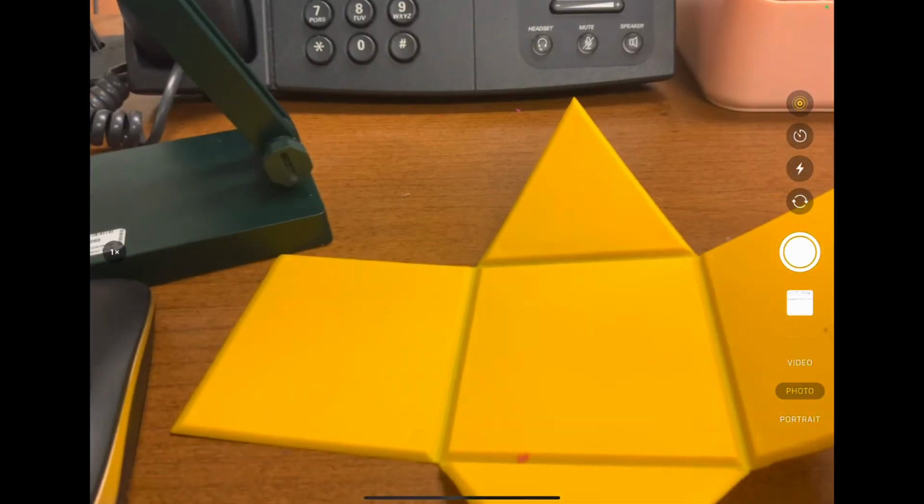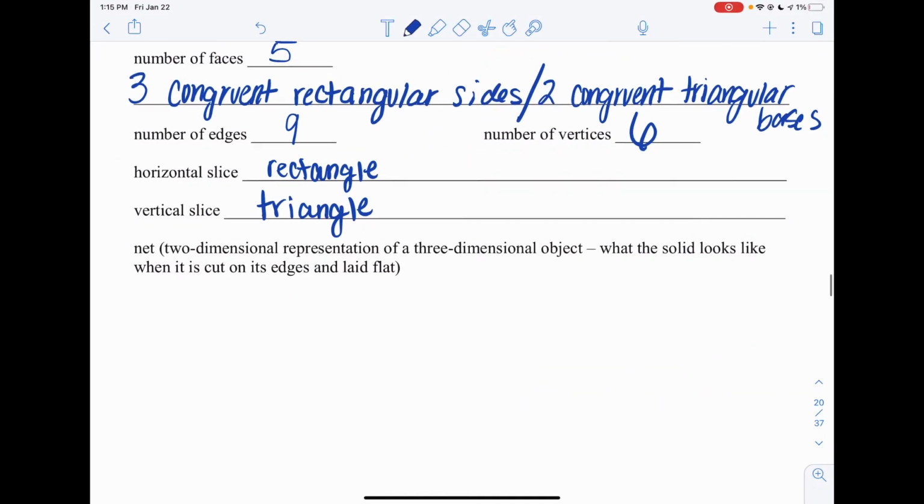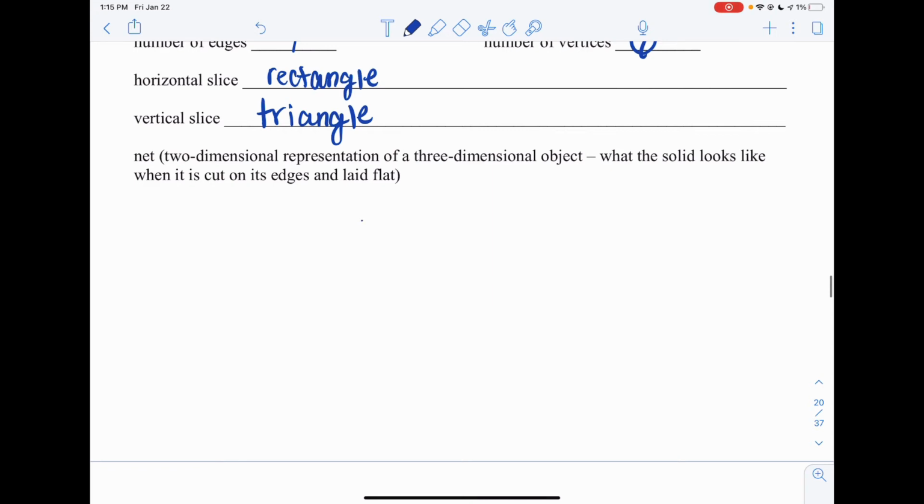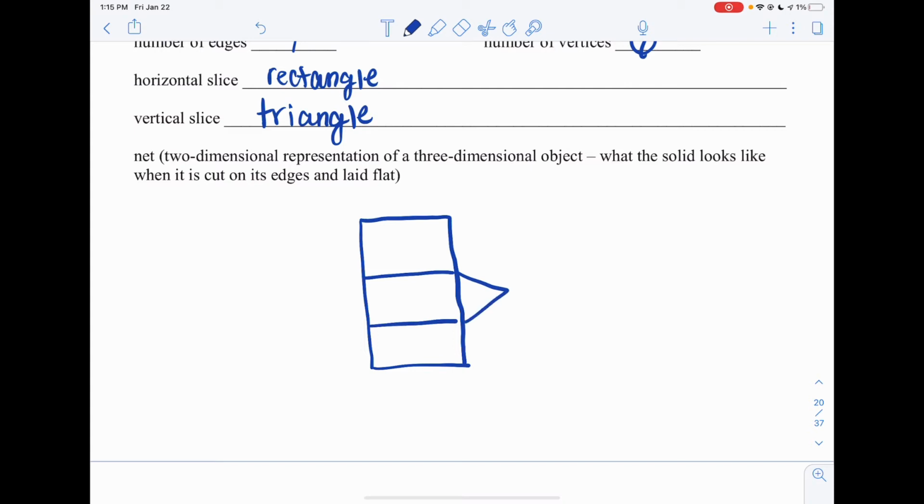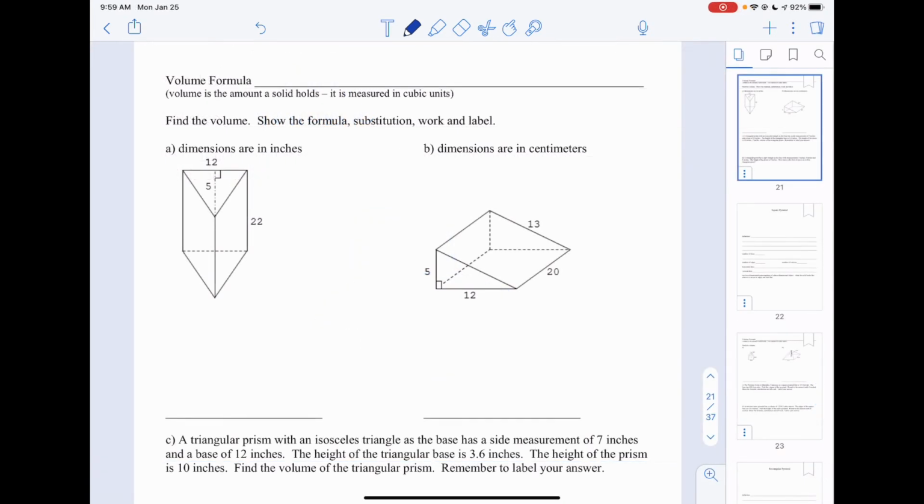Okay, so that makes this a 2-dimensional shape. So I'm going to go ahead and draw this on my paper as well. Okay, so go ahead and draw this net on your paper. All right, moving on to volume formula.